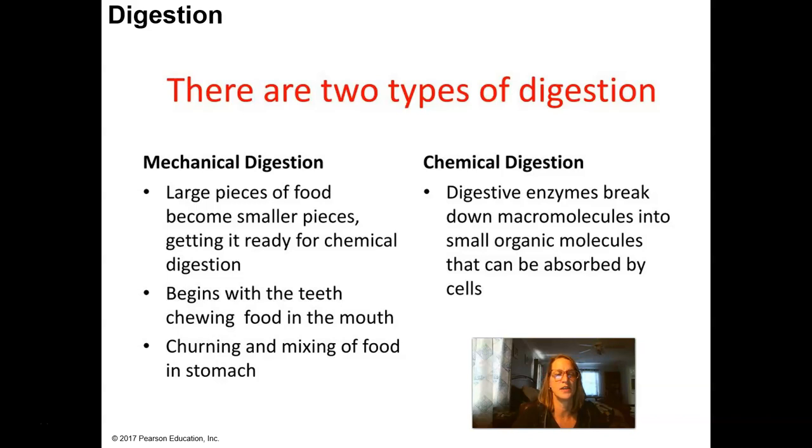Chemical digestion is when parts of food are broken down using chemical substances like enzymes. So when digestive enzymes break down food into small organic molecules, that is called chemical digestion. And chemical digestion is pretty much necessary for the food to get to small enough molecules that it can be absorbed by the cells in the body.